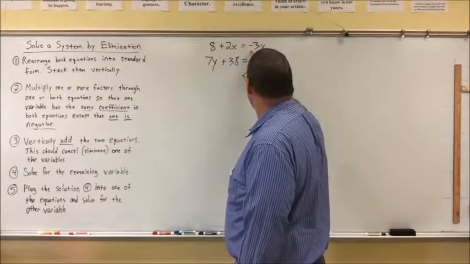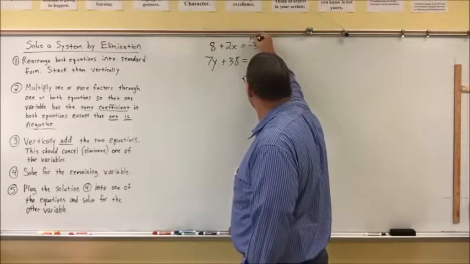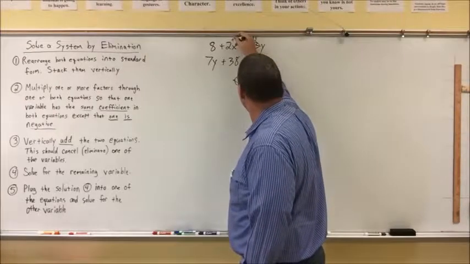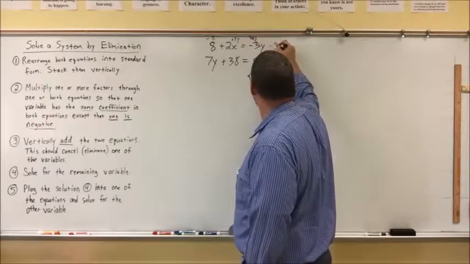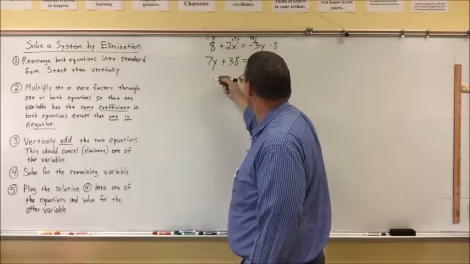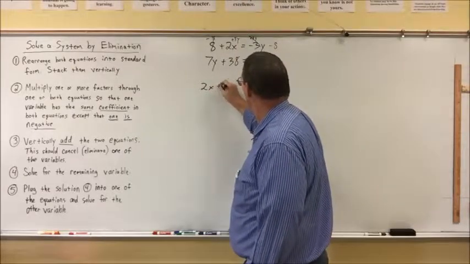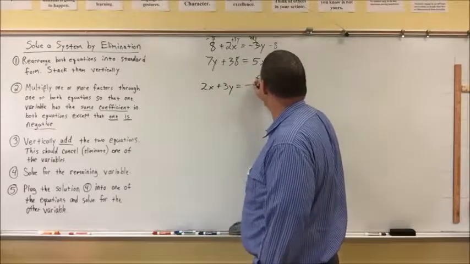I want to move this negative 3y over to this side, so I'm going to add 3y to both sides. Add 3y, cancel, add 3y. Then I'm going to subtract 8 here and subtract 8 here, cancel on this side. And I have 2x plus 3y is equal to negative 8.